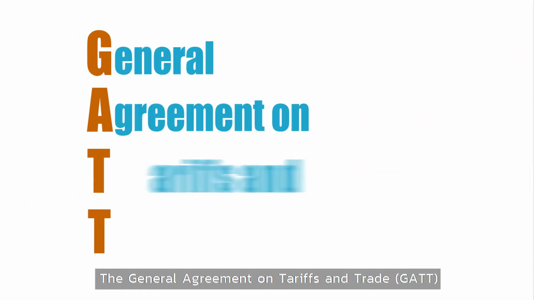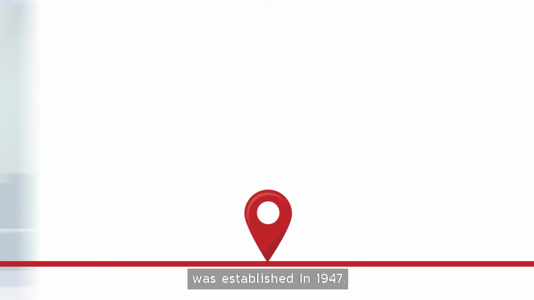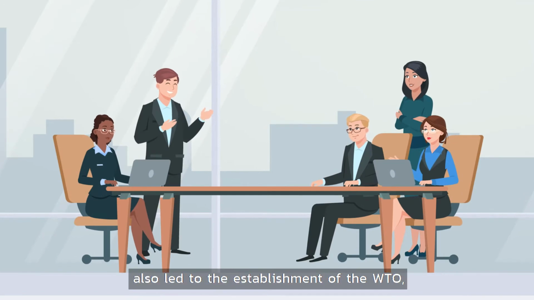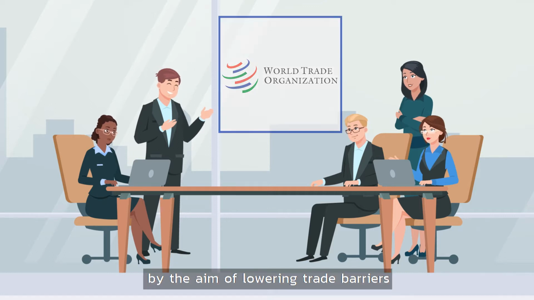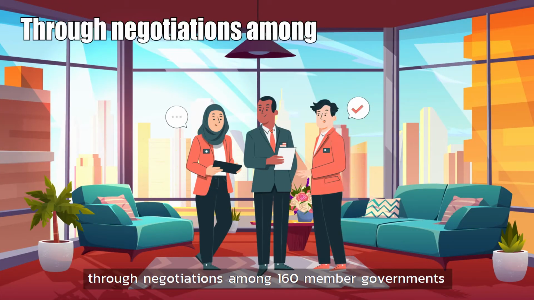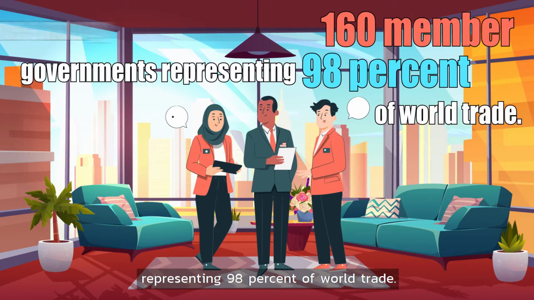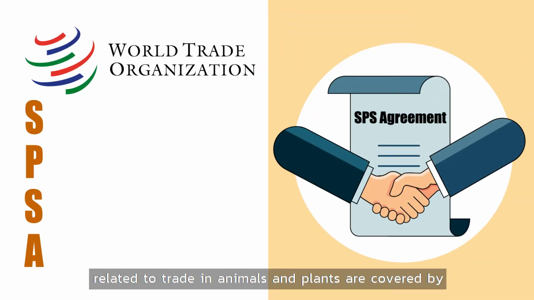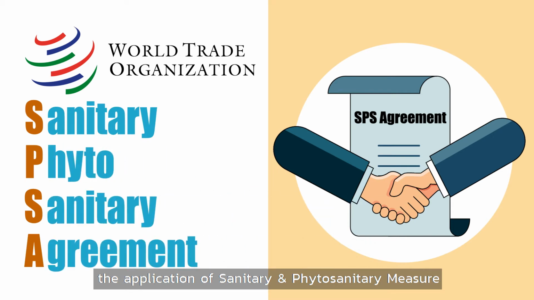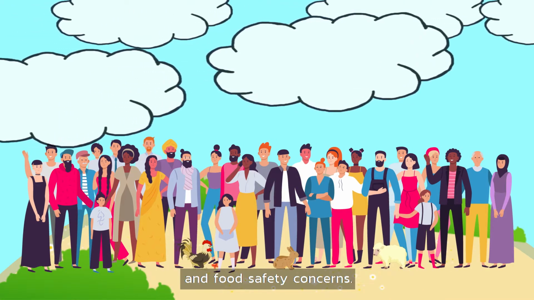The General Agreement on Tariffs and Trade (GATT) was established in 1974. The Uruguay round of the GATT also led to the establishment of the WTO, World Trade Organization, with the aim of lowering trade barriers through negotiations among 160 member governments representing 98% of world trade. The WTO launched the SPS agreement: trade in animals and plants is covered by the application of sanitary and phytosanitary measures necessary to protect human, animal, or plant health of member countries under animal disease and food safety concerns.